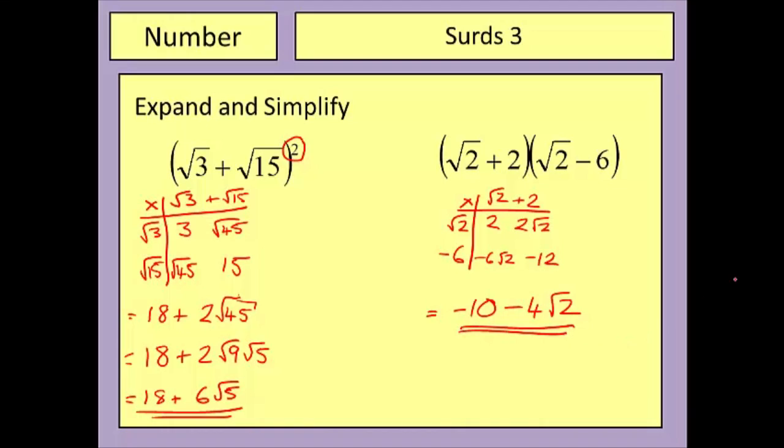Well done if you got those two questions correct. That's a really tough problem. Have a look at Surds number 4 for the final video in this section on Surds.